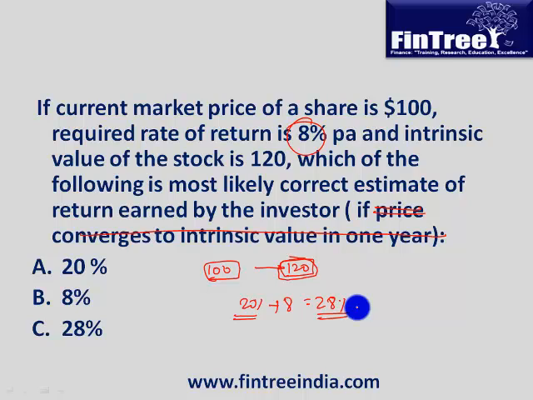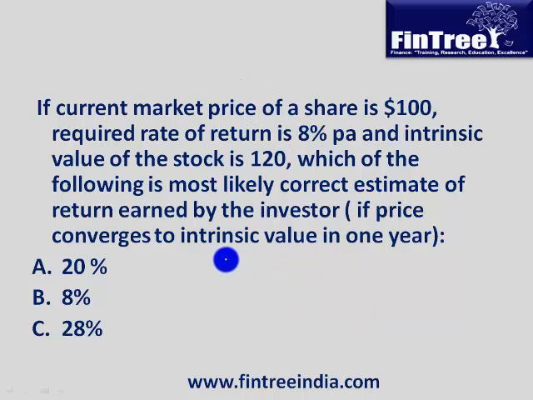So what it's trying to tell you is that currently the stock was 100, but it should have been 120. So by identifying this anomaly itself, I could earn 20%. Plus on this type of stock, every year I expect to earn 8. That's the minimum return every year. So how much do I want? A 28% rate of return. Are we clear with this?